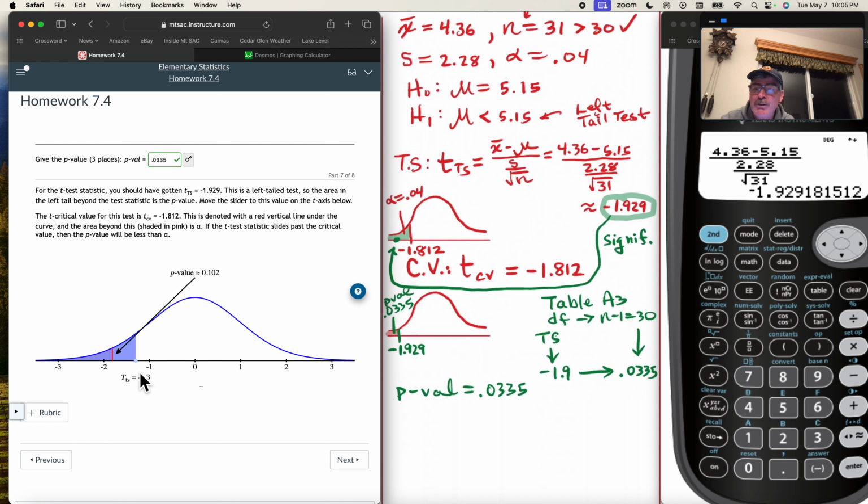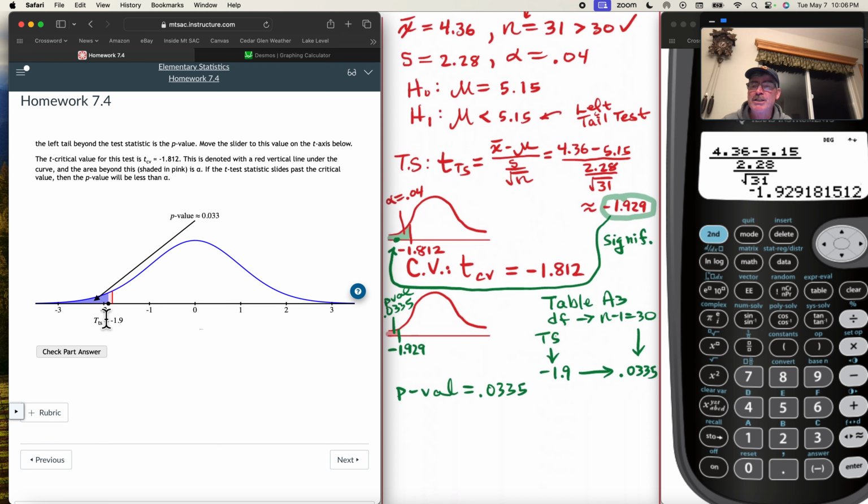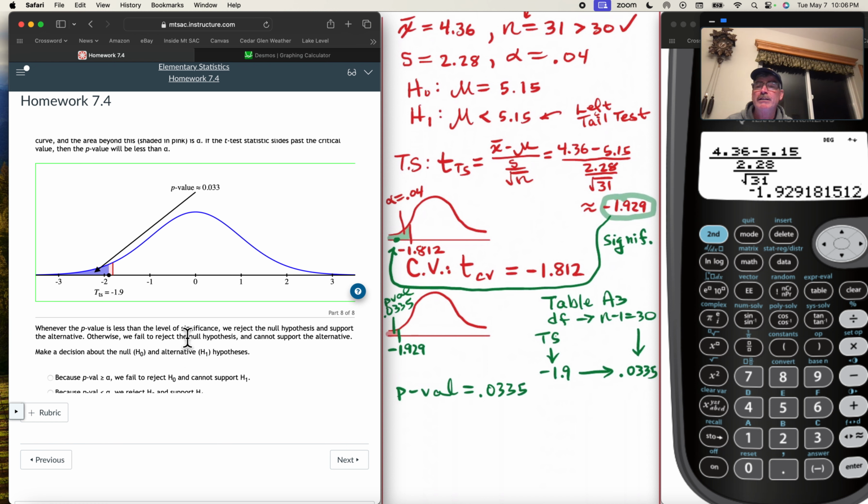I'm just going to go down to a negative 1.9 here. Right there. Okay, and so this comes out as 0.033, which we came out with as 0.0335. That's pretty darn close, just kind of painting the picture for us. So I think we're good to go here.